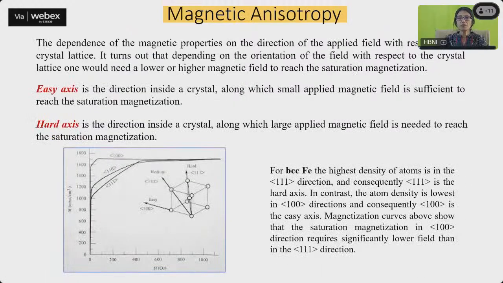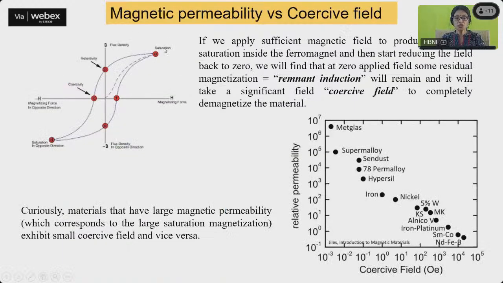So now we come to the concept of magnetic anisotropy. So what is magnetic anisotropy? It is the dependence of the magnetic properties on the direction of the applied field with respect to the crystal lattice. So it turns out that depending on the orientation of the field with respect to the crystal lattice, one would need a lower or a higher magnetic field to reach the saturation magnetization. So if you remember, we talked about saturation magnetization. It is this particular point.